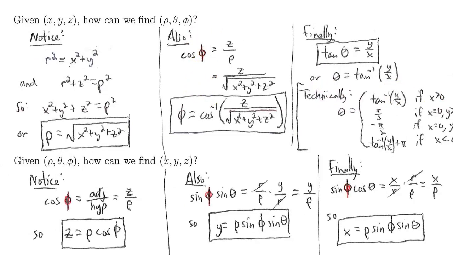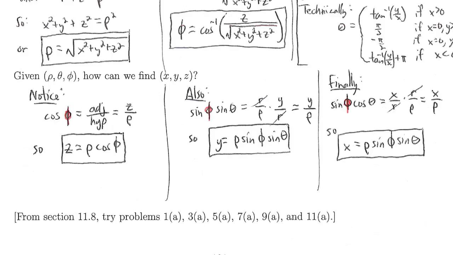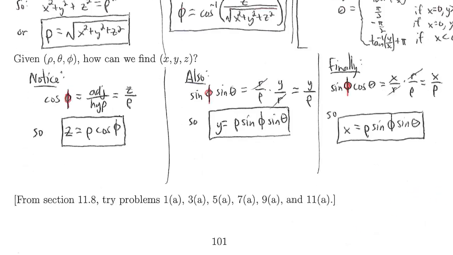Now, how do we do spherical to rectangular? By the way, this is the last thing in this video. I do want you to try these problems from 11.8: 1a, 3a, 5a, 7a, 9a, and 11a. These are just converting back and forth between these systems. They'll give you a point in rectangular coordinates and ask you to convert it to spherical coordinates.